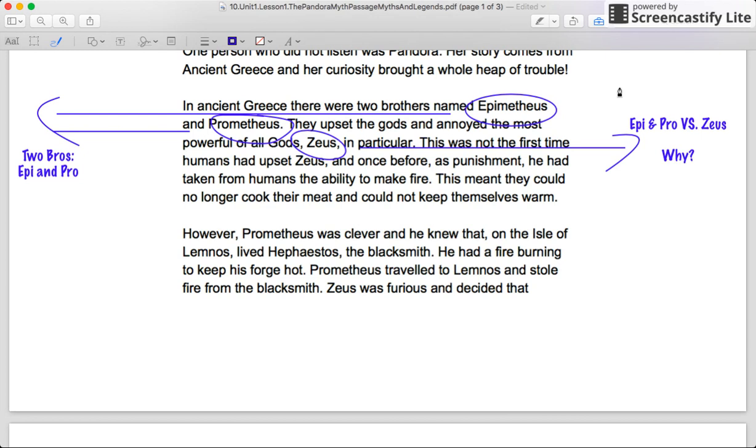"This was not the first time humans had upset Zeus, and once before, as punishment, he had taken from humans the ability to make fire. This meant they could no longer cook their meat and could not keep themselves warm." So in this paragraph, we met our main characters, and we've learned that Zeus is mad at them, and they also don't have fire, so they can't cook food. Okay.